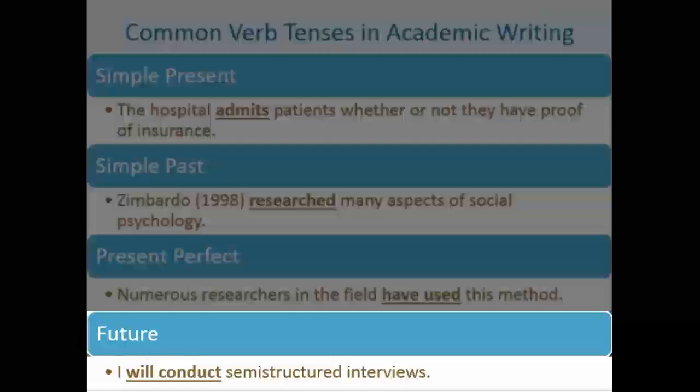And then finally, the future tense. In academic writing, the future tense is often used when writing about maybe a study that you will conduct, such as a capstone study at Walden. And so, like the example here, I will conduct semi-structured interviews. So, talking about actions that you will conduct in the future.